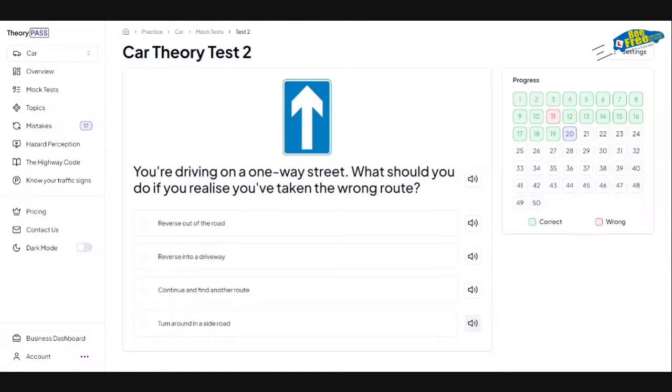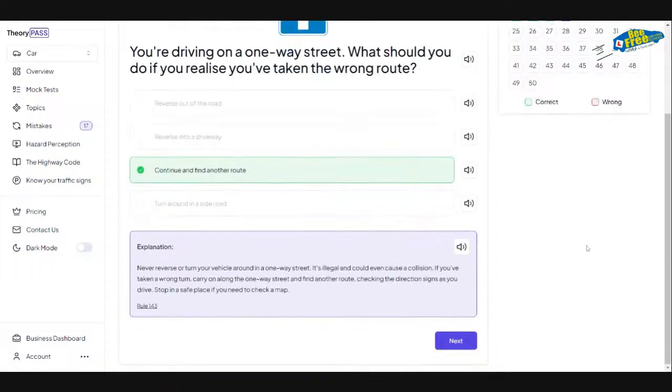Well, it's amazing the things that I have seen people do, but we're thinking safety. You're in a one-way street. You should continue and find another route. You don't want to turn around because it's a one-way street and you'll be going the wrong way. And it's illegal. And you could even cause a collision.